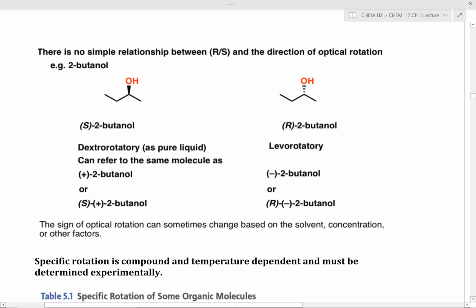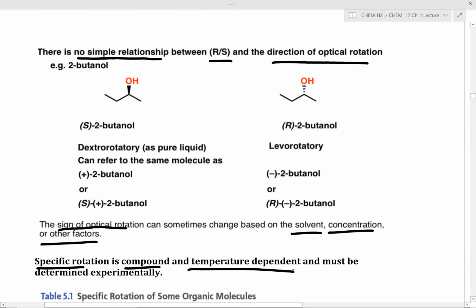Now, I really do have to stress that there's no simple relationship between R and S and the direction of optical rotation. Even additionally, the sign of optical rotation can sometimes change based on the solvent, concentration, and other factors. Specific rotation is compound and temperature dependent and must be determined experimentally.